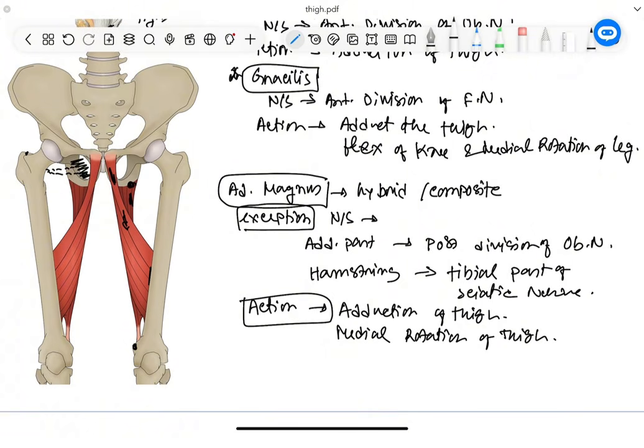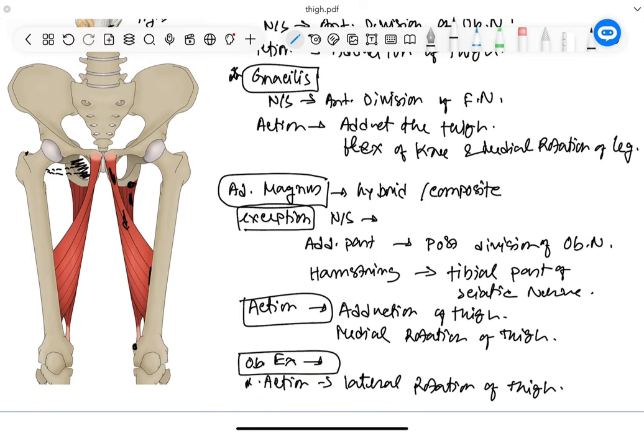So, what is the nerve supply of the obturator externus? It is supplied by the posterior division of the obturator nerve. And keep in mind, this obturator externus has a very unique function. Its action is unique. It does lateral rotation of the thigh. So, related with the obturator externus, we have to remember it has a unique function. Most muscles we see are doing medial rotation, but this is the only muscle which is doing lateral rotation of the thigh. So, that is all about the medial compartment of the thigh muscles related information.